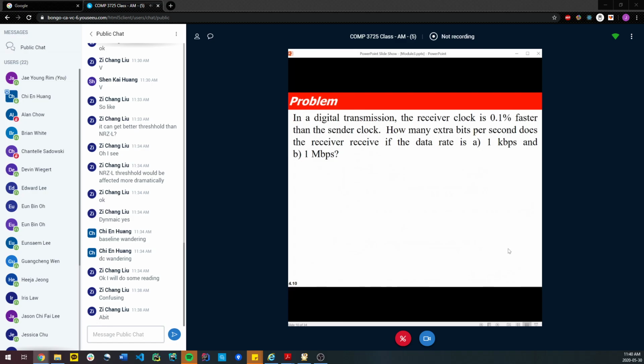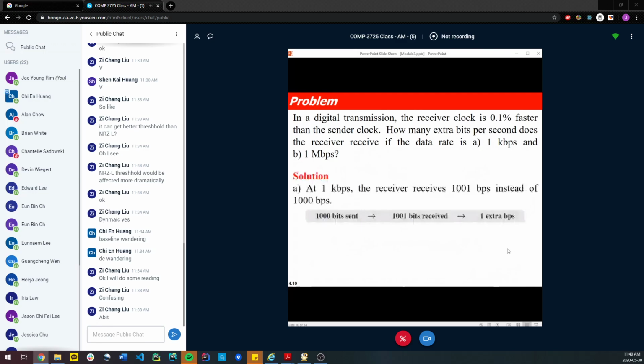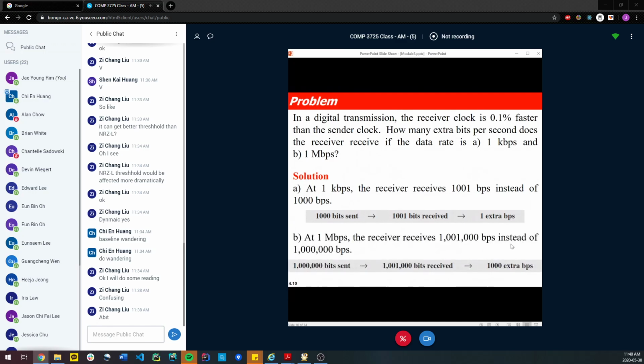If the data rate is 1 kilobit per second versus 1 megabit per second, right? If I go at 1 kilobit per second, every second I read 1 extra bit. That's probably not an issue. It's still an issue because that's still incorrect. But if I go to megabits per second, I'm reading 1,000 extra bits per second. Now, the rates we transmit at are gigabits per second, which means every second that goes by, I'm going to read an extra 1 million bits.